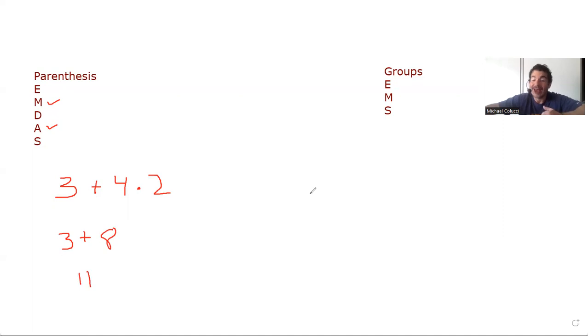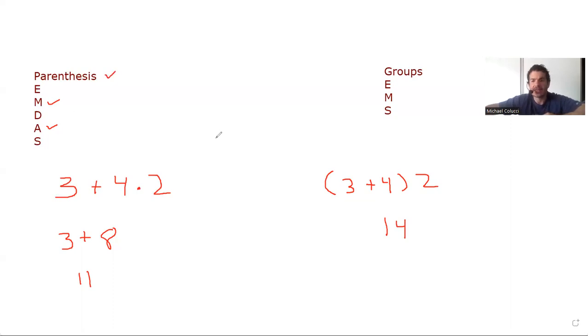Okay, but what if, as the writer of this mathematics, I do want you to add first? If that's the case, then I need to turn this into a group. And to do that, I'm going to use parentheses. Now I have 3 plus 4 is 7, times 2 is 14. It worked differently because parentheses comes before multiplication.